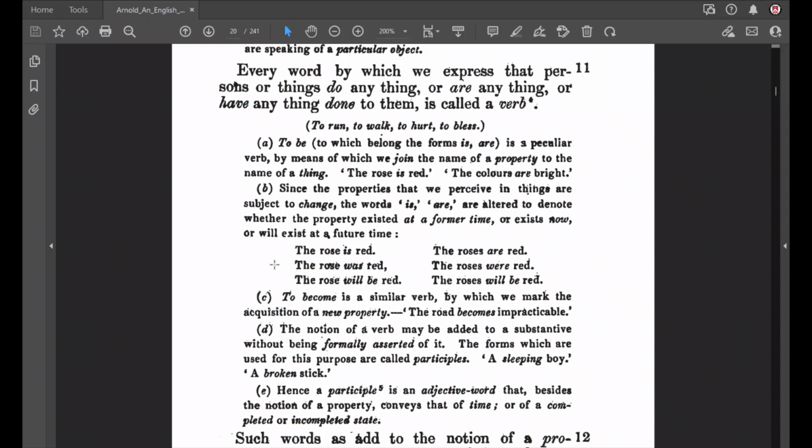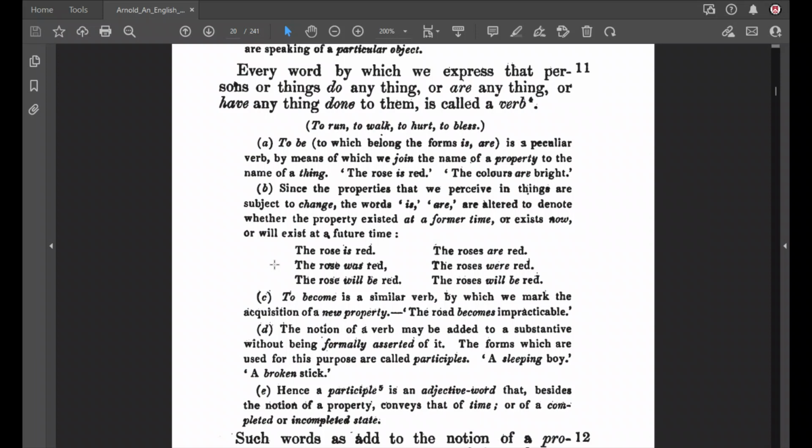If we want to say that the roses were red in the past, but they may not be red anymore, let's say it's fall and the flowers are fading and the roses have withered and now they're brown, we can say the rose was red. We can express a property that existed in an object at a past time.